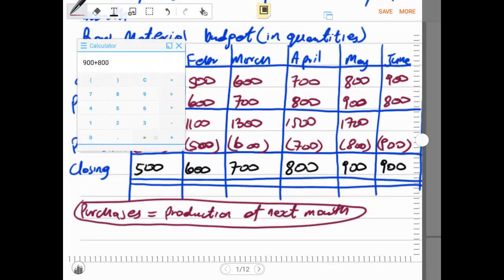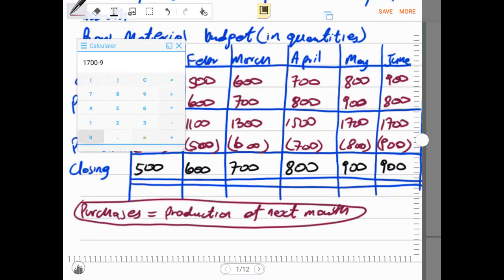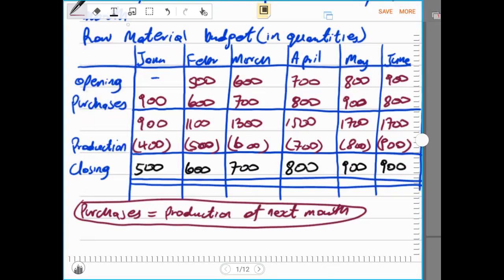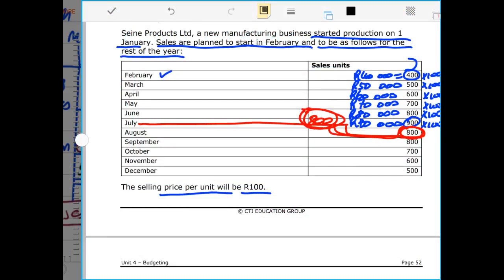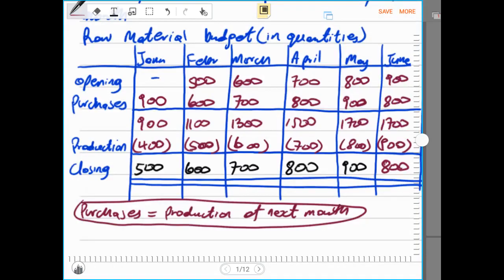900 plus 800 will give us 1700. So now if we have 1700 less 900, this gives us 800 as the closing. So now that was a mistake there. So now here we'll have 800, not 900. Yeah, it was a mistake because we know that the production is 800. So now it was supposed to be 800, not 900. Sorry for that. And now you see my calculations are correcting myself automatically.